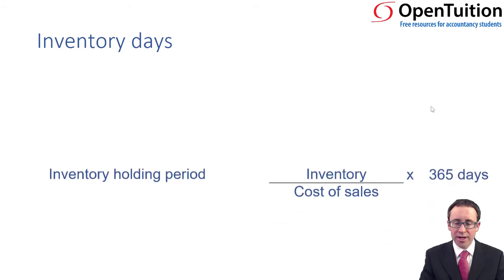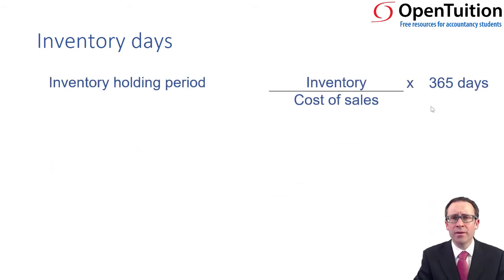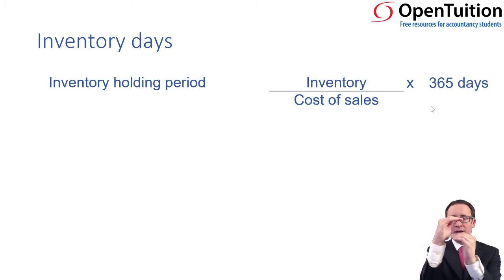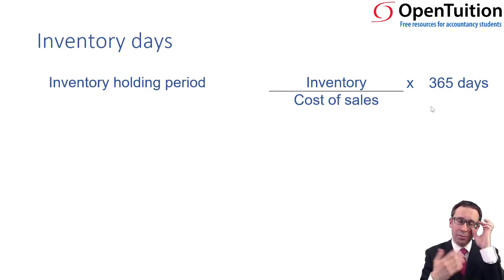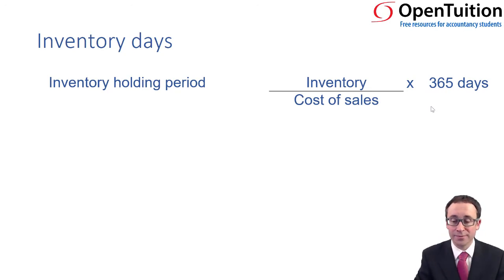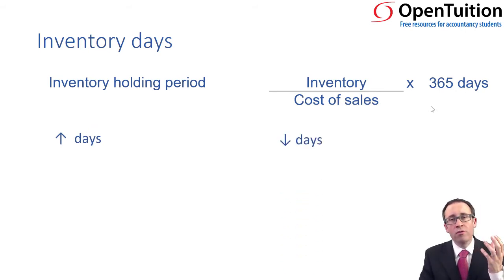So in terms of your inventory days, dead simple. Inventory divided by cost of sales multiplied by 365. So you're effectively taking a statement of financial position figure, dividing it by a profit or loss figure for each of inventory, receivables and payables, and then multiplying it by 365 to get it for that annual period. So what you can have is an increase in days, so it's taking you longer to sell your inventory, or a reduction in days, so you're selling your inventory quicker.